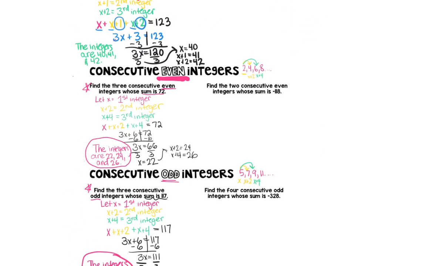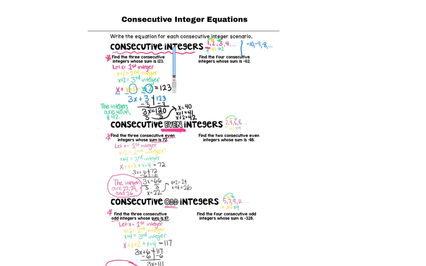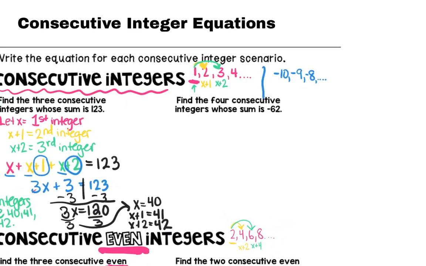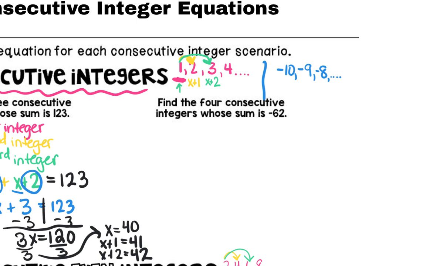We have 3 more practice problems to do. So again, we have consecutive integers, one right after another. Consecutive even integers skip over the odd numbers, so that would be x plus 2, x plus 4. Consecutive odd integers skip over the even numbers, but that's still x plus 2, x plus 4. So let's go ahead and practice. If I can zoom in here. Okay, try this one on your own. Pause it and come back and see how you did.